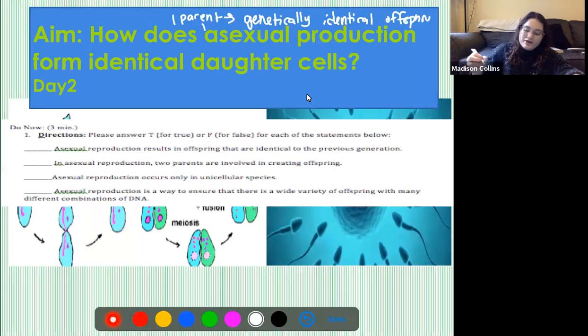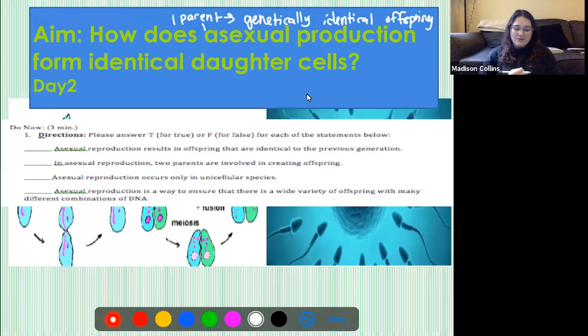Okay, so when we talk about identical daughter cells, we're just talking about the offspring of that reproduction. So these cells that are produced as a result of asexual reproduction. Keeping that in mind, use that to answer questions 1 through 4 on your do now. There are 4 true or false answers. So go through those characteristics and see if they are true or false. Press play when you are ready to review them.